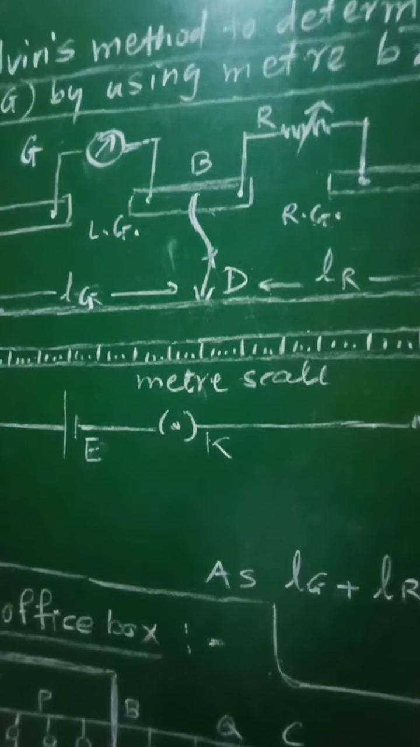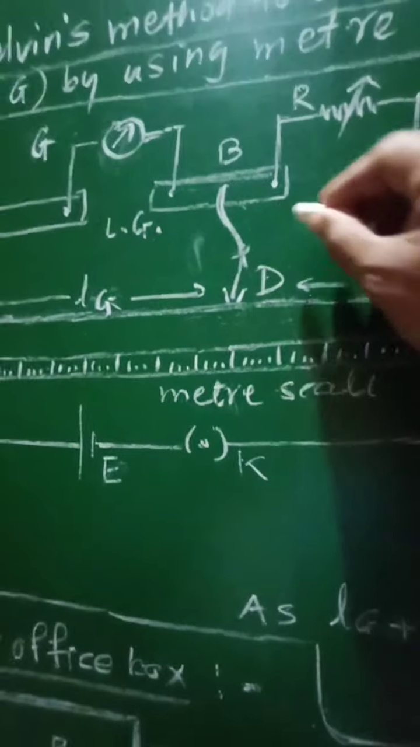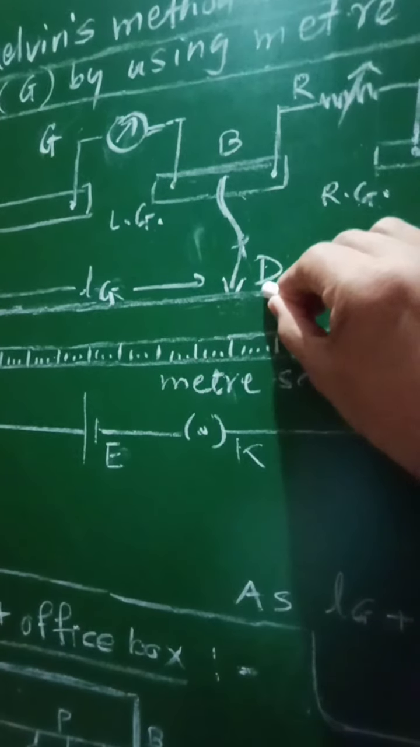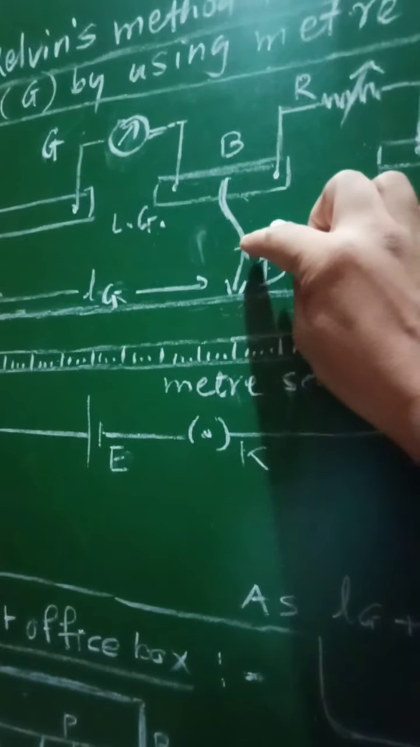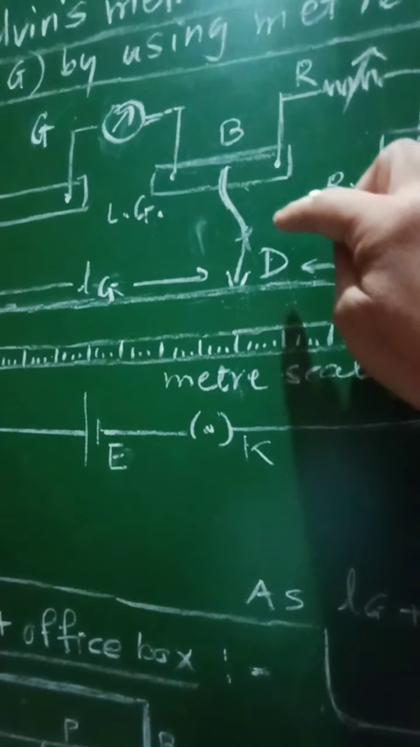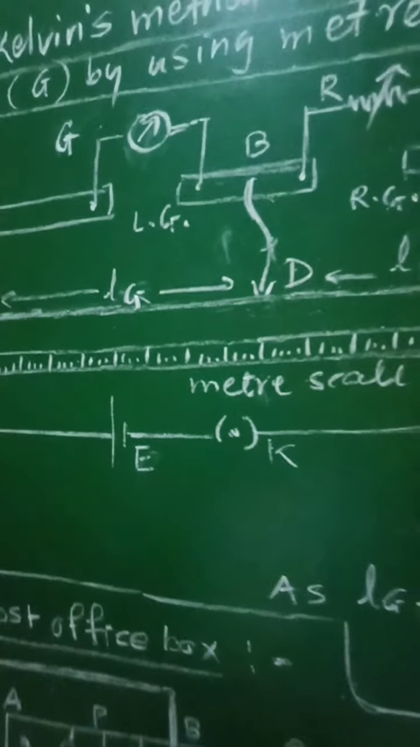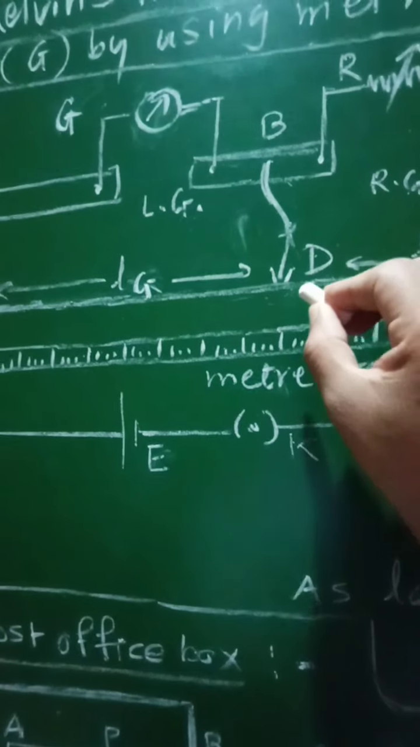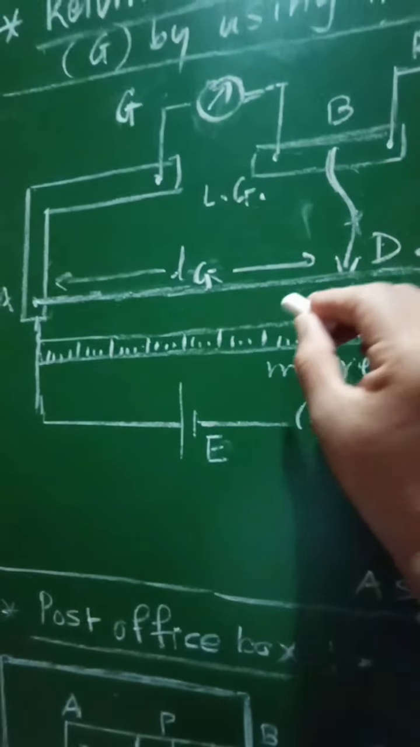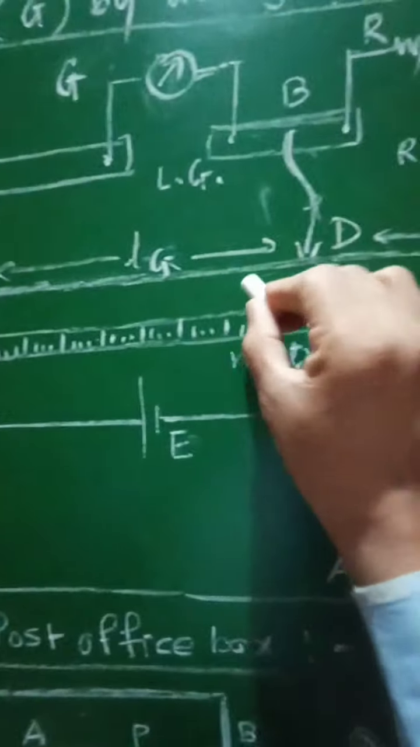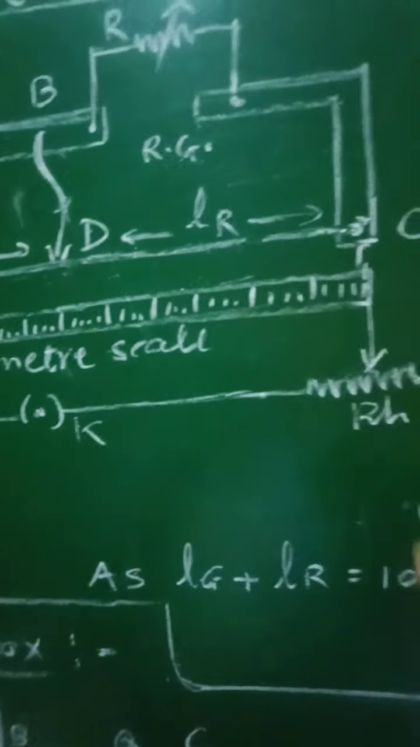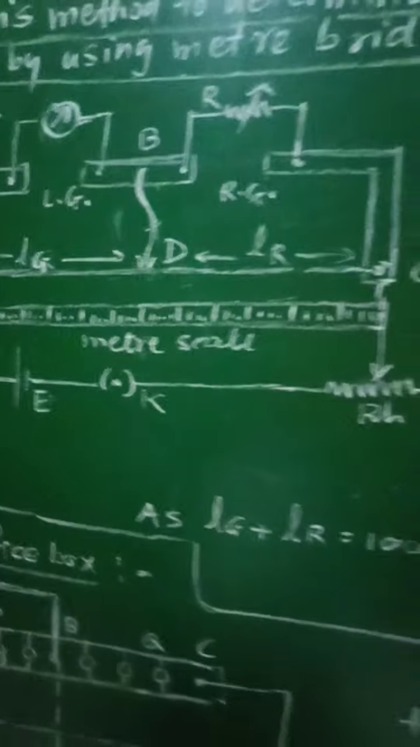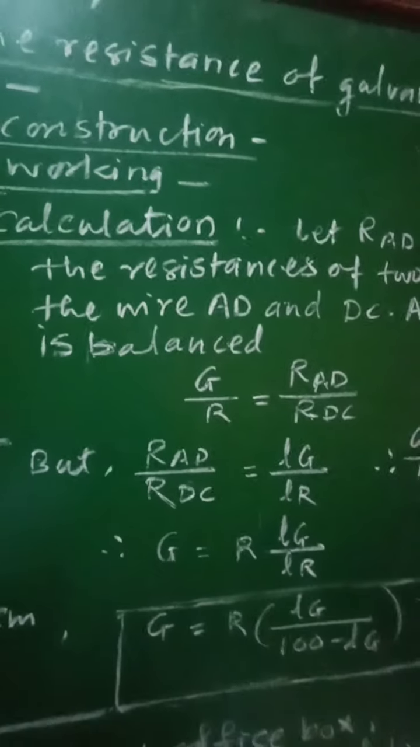are measured, because as these two points B and D are equipotential points, therefore no current will pass through this section BD, and therefore this bridge will be balanced. We will get point D as the balancing point, and hence the lengths Lg and Lr will be measured. Now let us go for calculation.